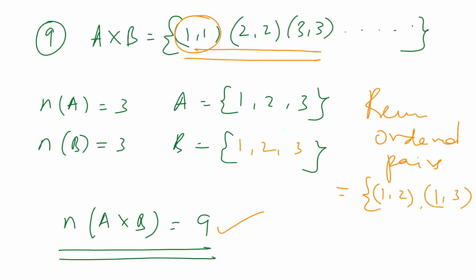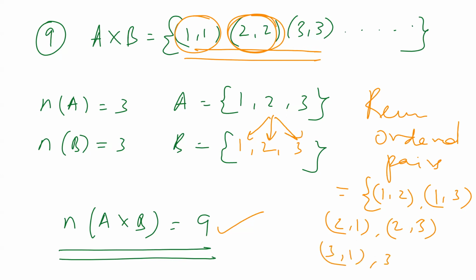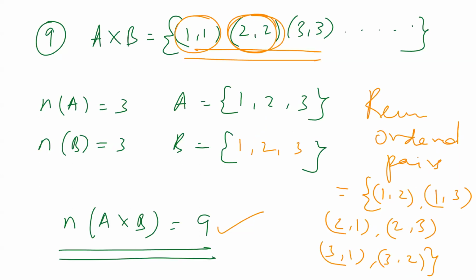Okay, 2, 1. 2, 2, don't write once again because it is already included. 2, 3. Then 3, 1 and 3, 2. Don't write 3, 3 because it is already included. Fine. So these are the remaining ordered pairs which I have listed down for you. Okay. Let us go to question number 10.